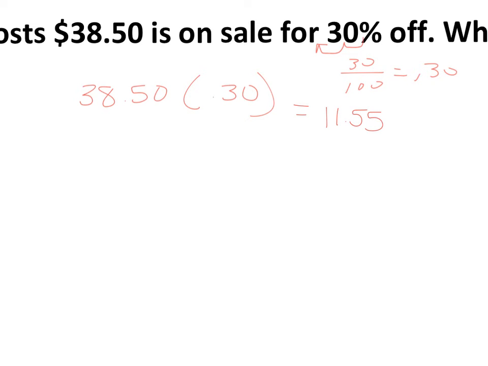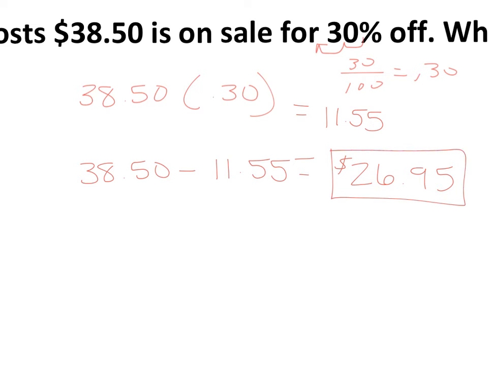$11.55. Now, since this is on sale, we're going to take that amount off, right? So originally it was $38.50, and we're taking off the $11.55. So $38.50 minus $11.55, and we end up with $26.95. And then we put a dollar sign there since we're talking money.